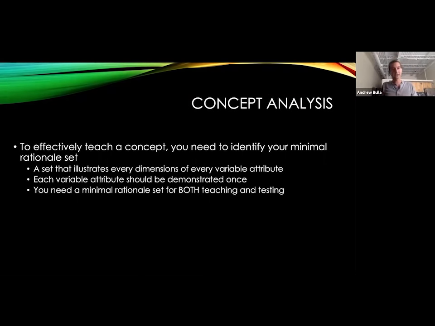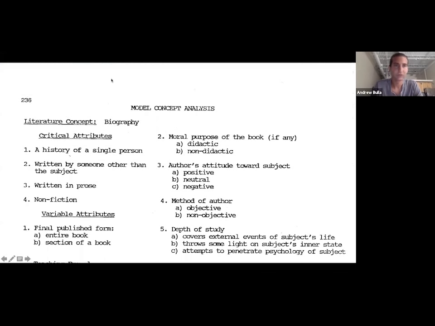So to effectively teach this concept, we need to identify our minimal rational set. That means a set of stimuli that illustrates every dimension of every variable feature. Each variable feature should be demonstrated once, and you need a minimal rational set for both teaching and testing. So immediately in our programming, we should be thinking, how many stimuli do I need to show the full range of examples and non-examples? We can do this with any concept.